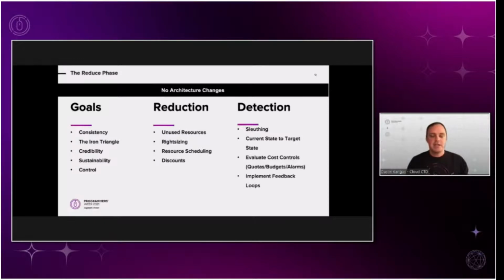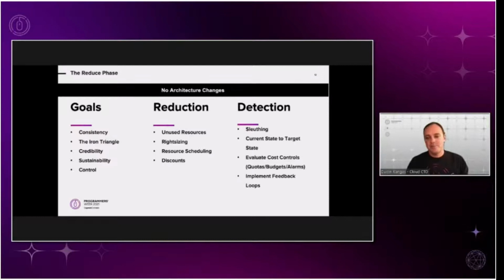And so we want to take a look at what are some of our unused resources. Make sure that we remove the waste. Are we right-sizing the resources and deployment models that we have out there so that we're using as little capacity as we possibly can? Can we schedule resources to turn them off so we're not being billed when they're not being used? And can we negotiate with our cloud service providers to get discounts? And if we can do that and apply discounts to our bill, we can immediately lower it. We haven't changed anything significantly at this point in time. And so we can look at that. And we can look at that by doing our detection of what we're doing.